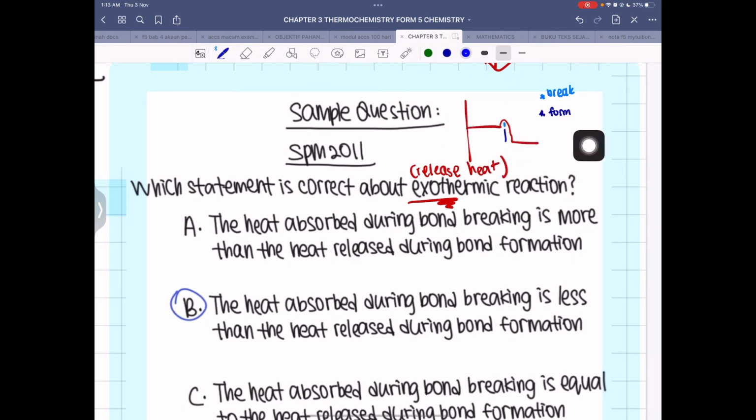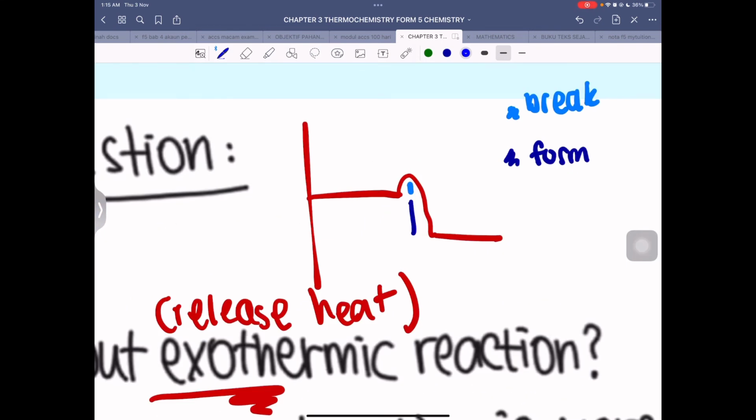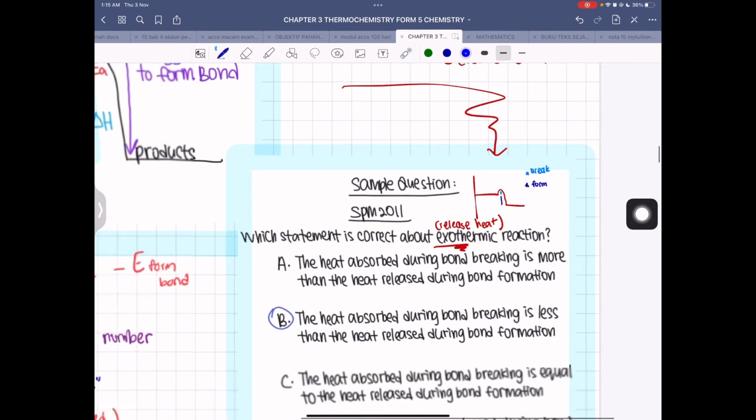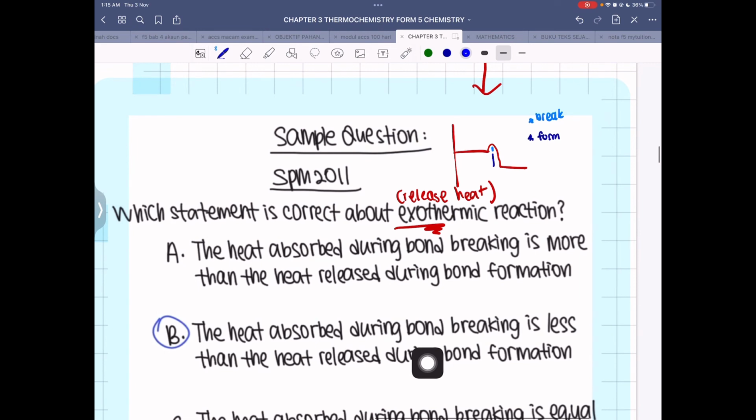So nampak tak? So using the visualization method, heat energy absorbed to break the bonds, you're going to see the reactants to the peak, right? But kalau releasing to form the bond, from peak until product. So as you can see, absorb je sikit je by dengan release. So it must be less. See? Absorb during breaking bond is less, so it's B.